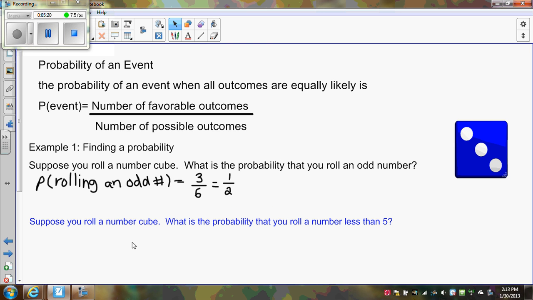So suppose you roll a number cube. What is the probability that you roll a number less than 5? So not including 5, just less. Try that on your own.